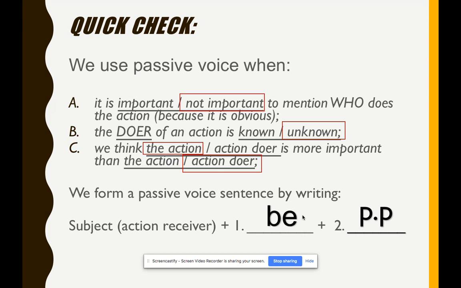And we form a passive voice sentence by writing the three components: the subject, of course, followed by two things. Number one is the verb to be. Second one is the PP. And the question I just asked you: when the tense changes, do we change the verb to be or the PP? Of course, we change the verb to be, according to different tenses.